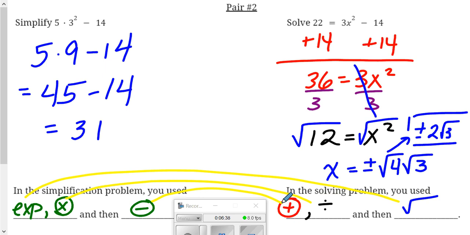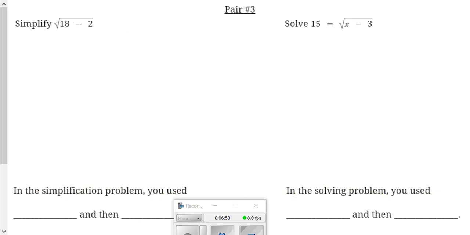So you're using opposite operations and also the opposite order. It's a major undo, right? All of this solving is undoing our order of operations. Right, let's take a look at the next pair.